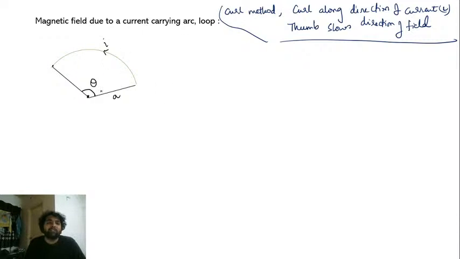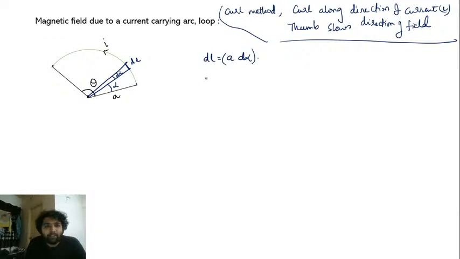So for any generic angle theta, I'm going to solve this. At an angle alpha, I will take a d alpha element. I'll start from here. The radius is a. So what is the dl length? Arc length is equal to radius into angle, r into theta. So I can also write it as a into d alpha. So the total dl will be given by a into d alpha.